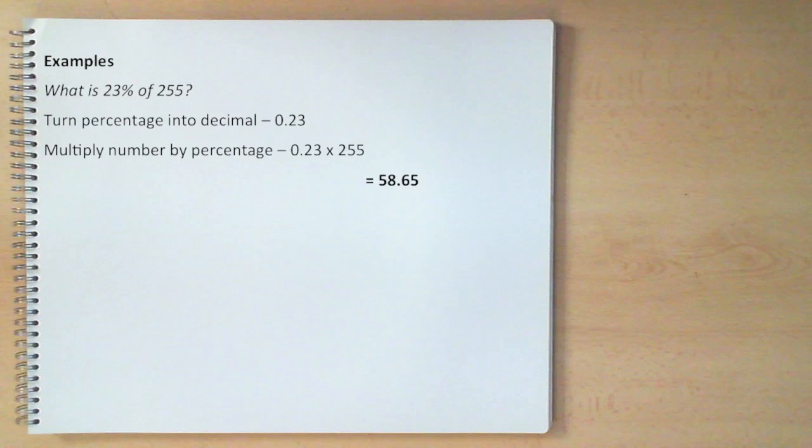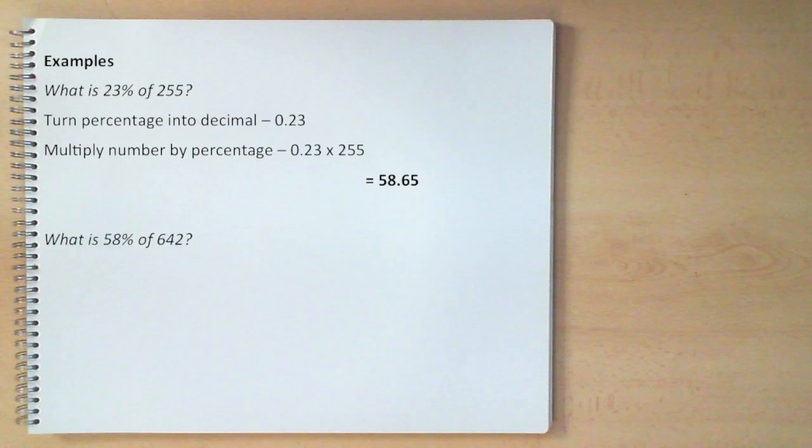You can check in your head that that's approximately right, because, well, instead of 23%, let's do 20%. Instead of 255, do 250. So 20% of 250, 20% we would divide by 5. 250 divided by 5 is 50. So our calculator solution of 58.65 is in the right range, so we can be fairly confident we've done the sum correctly. One final example.